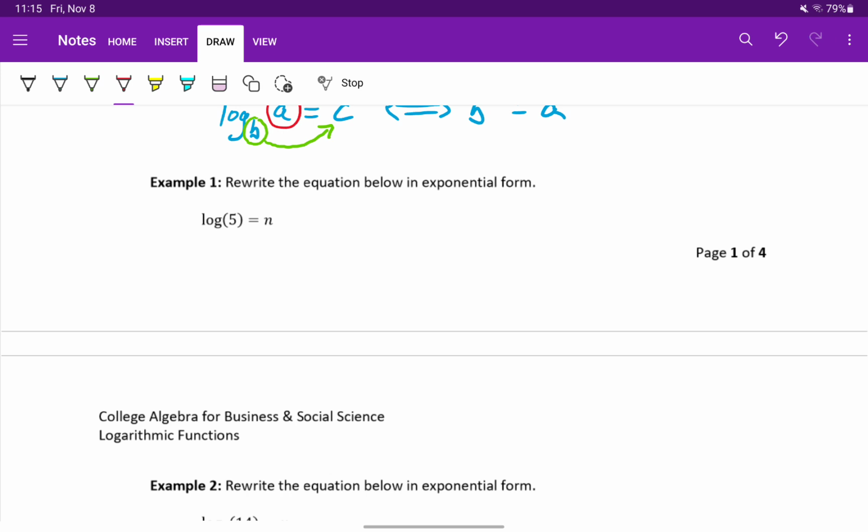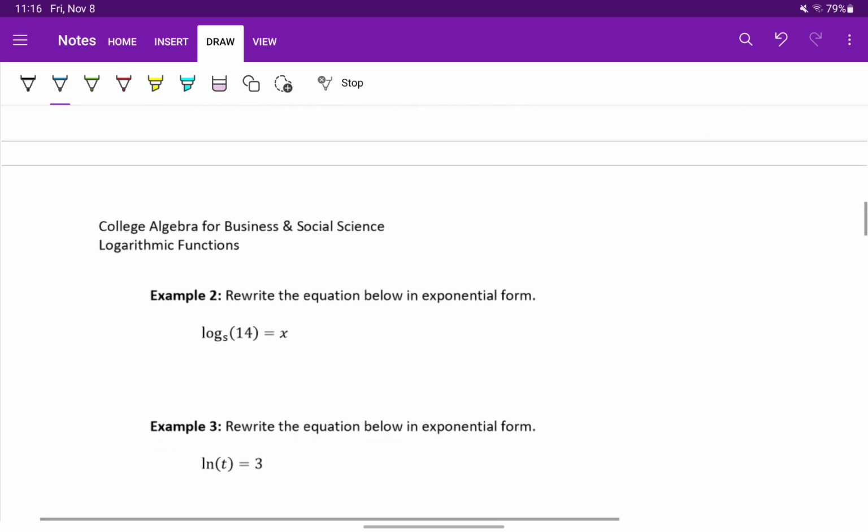To do that, we'll look at a few examples where we rewrite some logarithms as exponential functions and vice versa. In example 1, we have the log of 5 is equal to n. Keep in mind, since we don't have that base written there, this is assumed to be log base 10. And what we'll do is take that base, raise to the value on the other side, set equal to the number that we were originally taking the log of. So this is going to become 10 to the nth power is equal to 5. These two expressions are equivalent to one another.